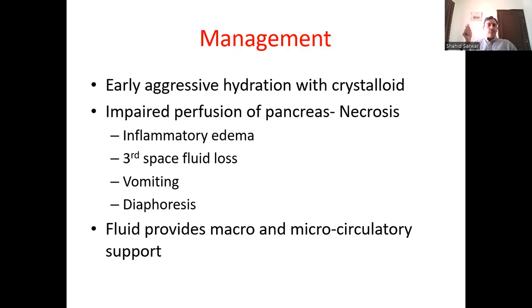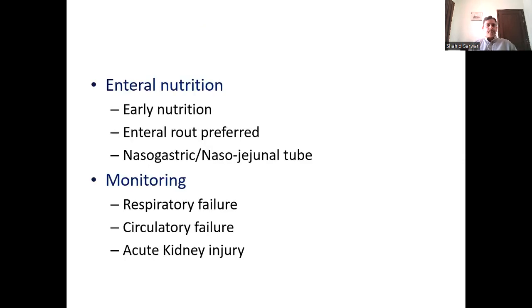So if you ask me for one important thing regarding the management, it's aggressive hydration of the patient with monitoring of his intake, output, and all those things, because this is what is going to save you from a very difficult, long, protracted course of illness in patients with pancreatitis.